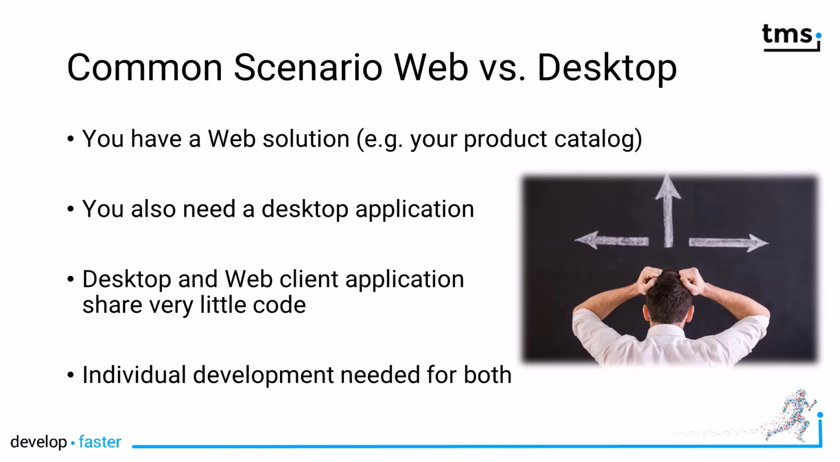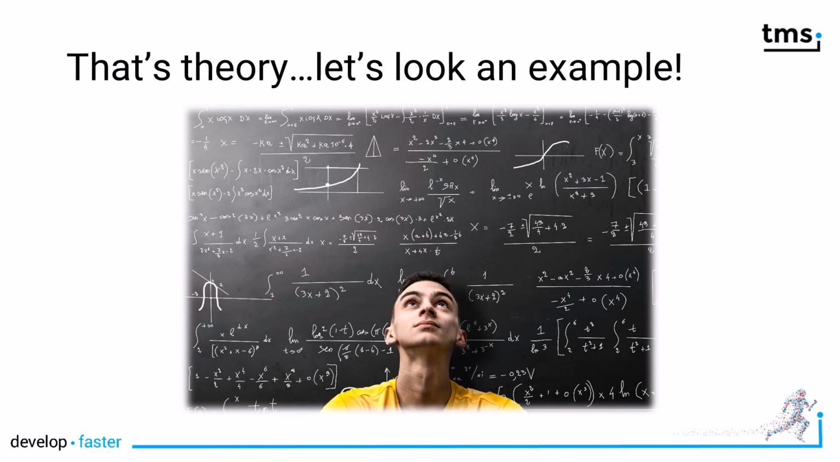The problem with most frameworks is that the desktop solution and the web solution cannot share a lot of code. Also, the user interface design for the desktop application is completely different from a web client. So most of the time, even when using TMS WEB Core, you need individual development for both. That's the academic stuff. Let's look at a concrete example.